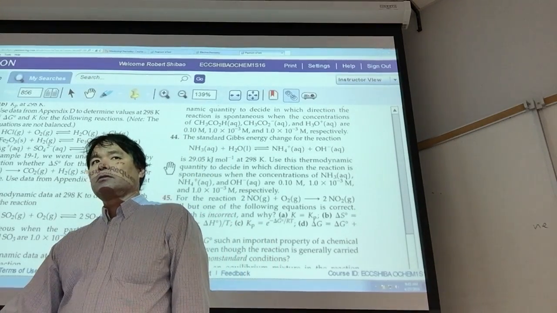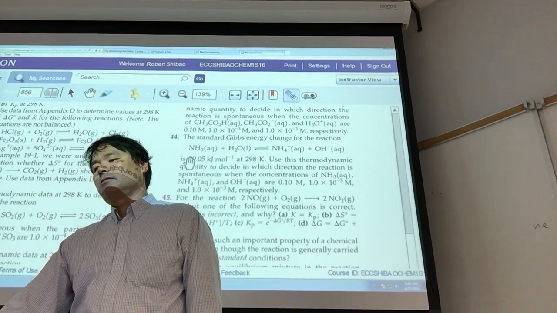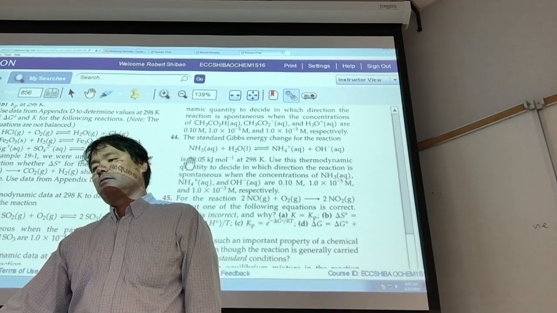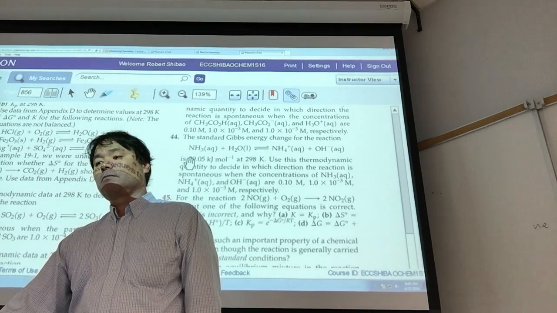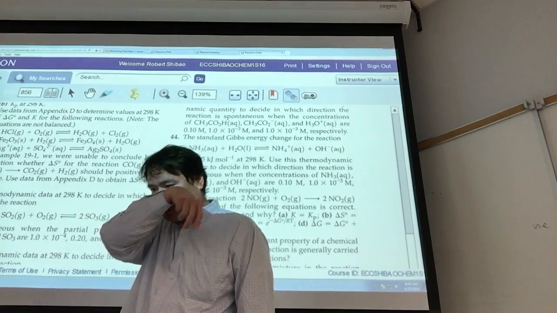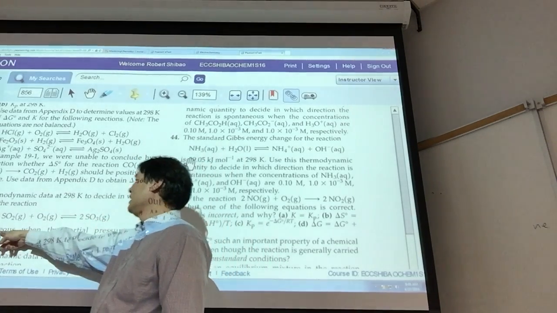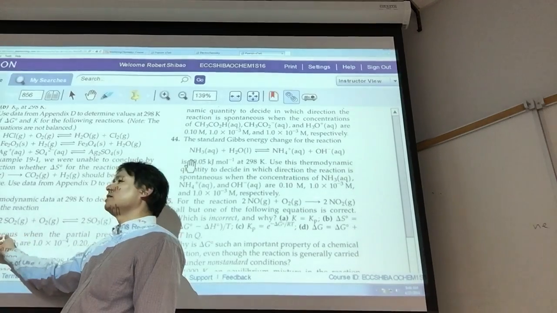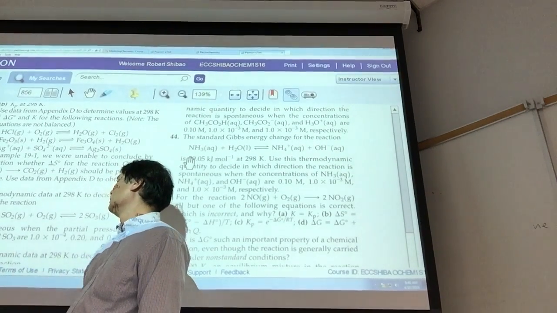How do we determine if it's delta G, delta S, or what? I mean, what thermodynamic data do we use? Delta H, delta S, or delta G? Well, if they're asking if it's spontaneous, then we're talking about delta G. They're talking about whether it's greater than or less than 0.